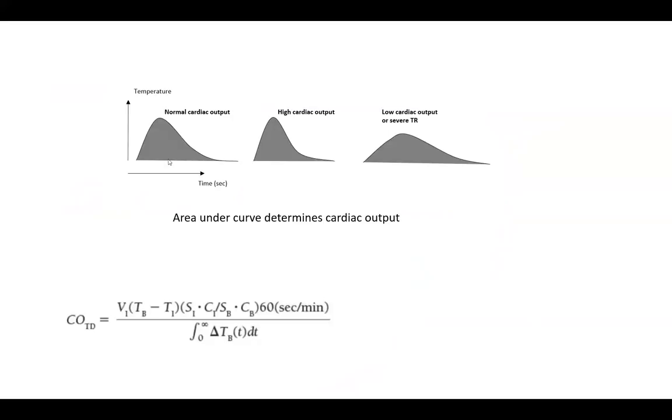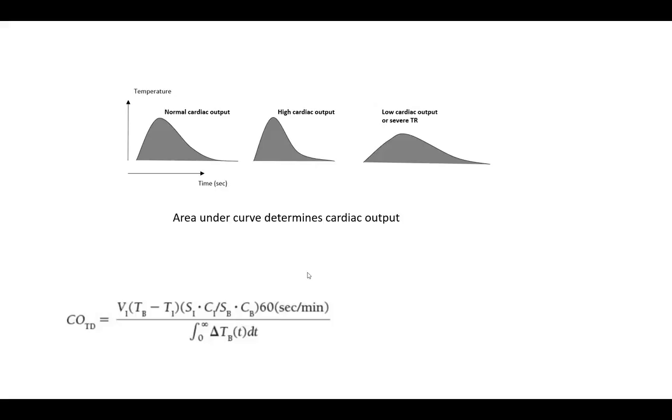And this is, let's say, the normal cardiac output. It's fairly sharp. If you have a very low cardiac output, you will see a very slow and sluggish temperature change, which leads to actually a large area under the curve. This should be larger than this area under the curve. And the larger the area under the curve, the lower the cardiac output. Okay, high cardiac output will make it more peaked, and actually, the peak is oftentimes lower than the normal cardiac output.